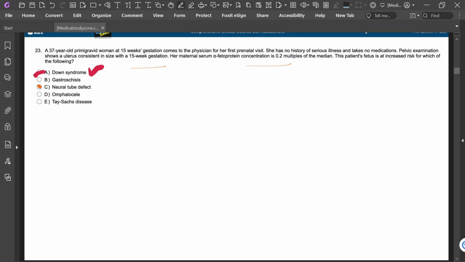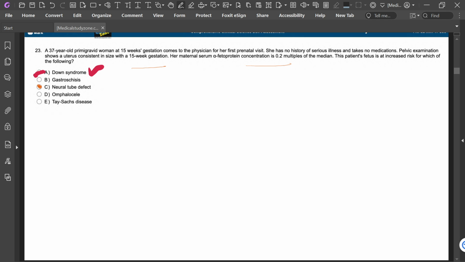Okay, this patient has decreased serum alpha fetoprotein. Oh, it's decreased, 0.2 multiples of the median. Couldn't they just say decreased? I know you will talk about this, because I did not get this question right. What does this multiple of the median mean?